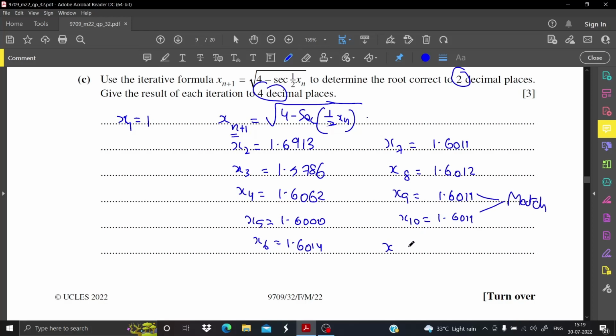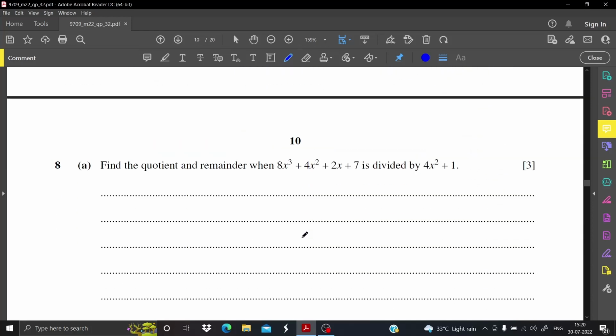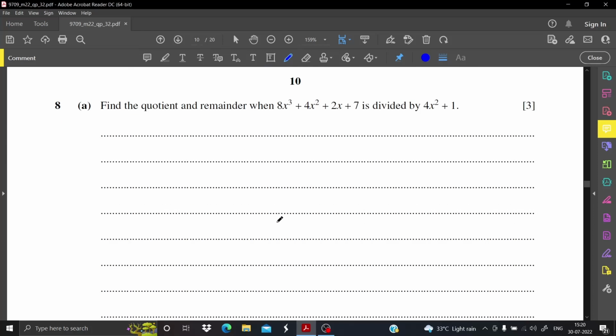You can say the final value, correct to two decimal places, is 1.6011, rounded to two decimal places will be 1.60. That is the final answer. Hope this is clear. Yes. So let's move on to the next question.